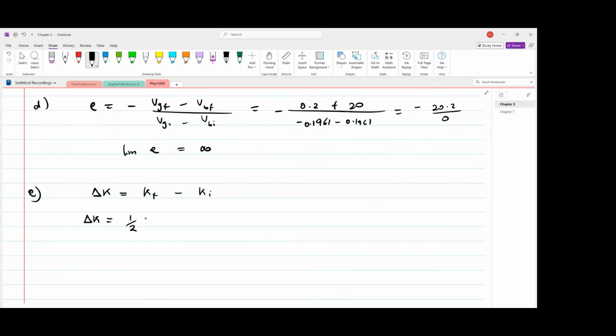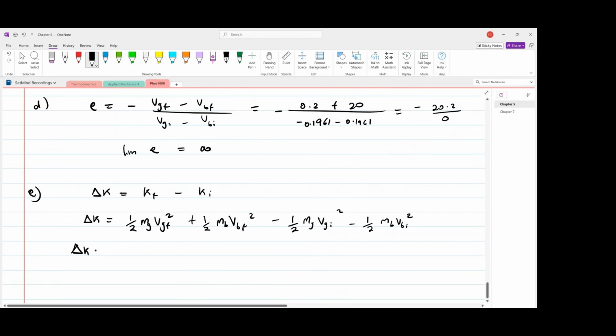So 1/2 m_girl v_girl final squared, plus 1/2 m_ball v_ball final squared, minus 1/2 m_girl v_girl initial squared, minus 1/2 m_ball v_ball initial squared. So the change in kinetic energy becomes 1/2, and the girl has a mass of 50 times our velocity, which we got to be 0.2 squared. And for kinetic energy, we don't need to worry about the signs, right?